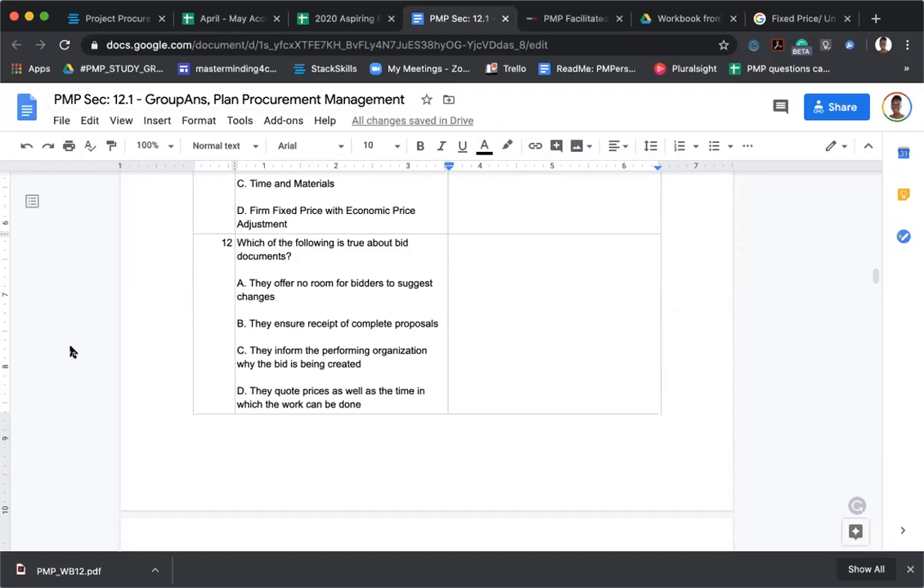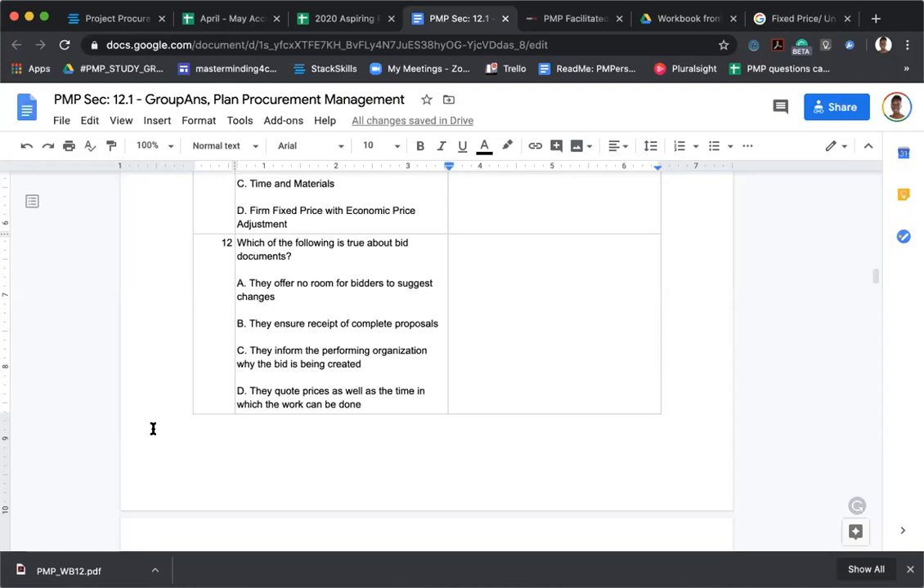Seema? Which of the following is true about bid documents? They offer no room for bidders to suggest changes. They ensure receipt of complete proposals. They inform the performing organization why the bid is being created. And they quote prices as well as the time in which the work can be done. So proposals. Which one? Isn't it a proposal? I just don't know if it's the ensure receipt of complete proposals.